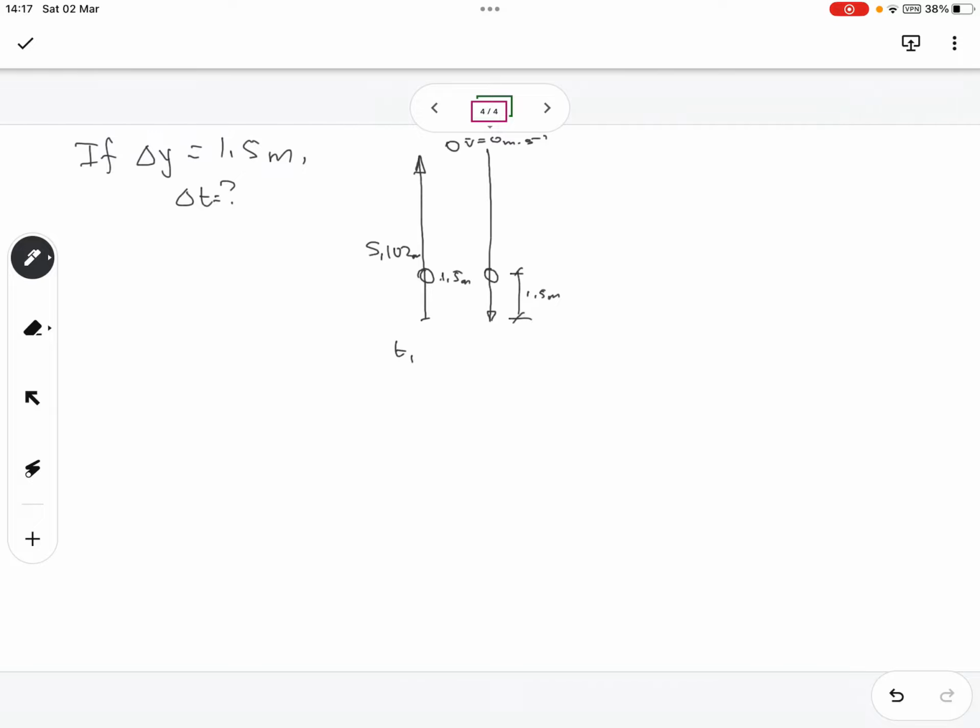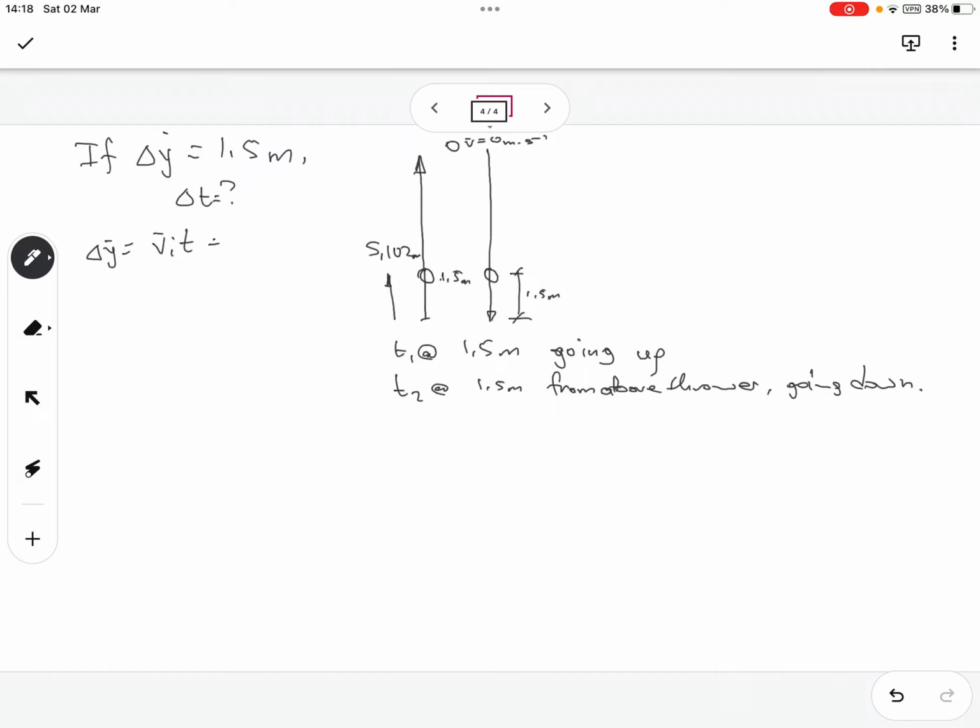So what the question actually wants is, there are two times, right? The first time is when it's at 1.5 meters going up, and a second time at 1.5 meters above the thrower, traveling down, going down, right? So now we are going to go back to our maths class. We know that we've got a change in displacement, which is 1.5 meters, and it also equals initial velocity times change in time plus a half times acceleration vector times the change in time squared.